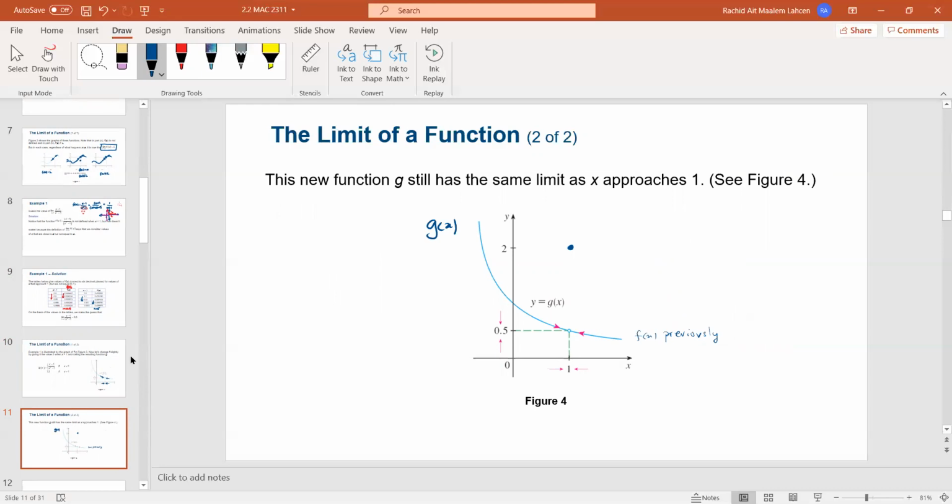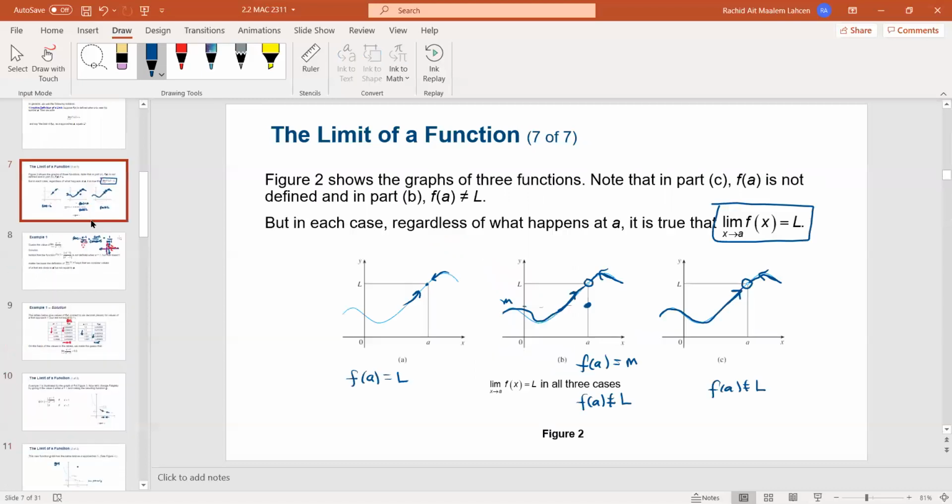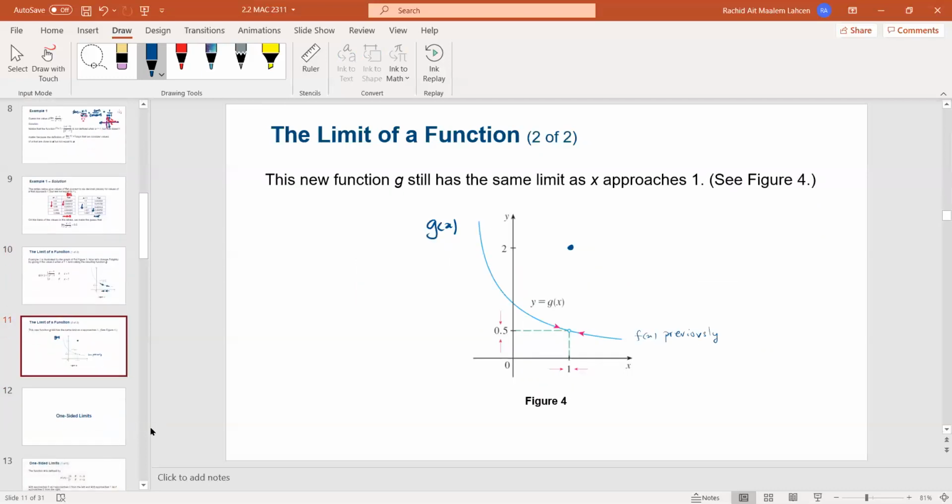So now what do you think the limit is? Based on what we did, is it still going to be half, or is it going to change? Well, if you go back to this slide and its notes, you're going to decide that the limit is still the same because it approaches half from both sides, right? So we can still say that the limit of g of x as x approaches 1 is half.